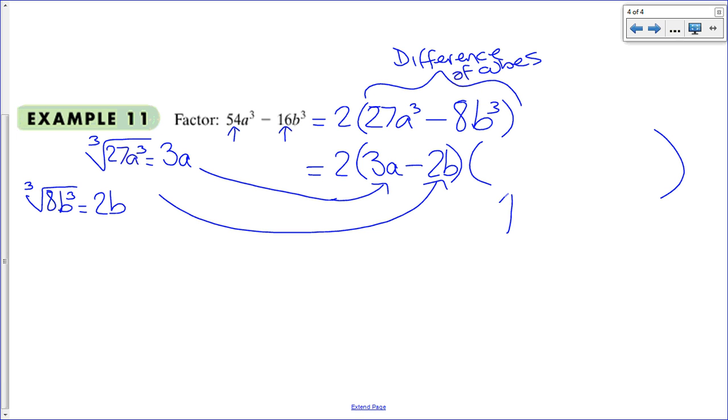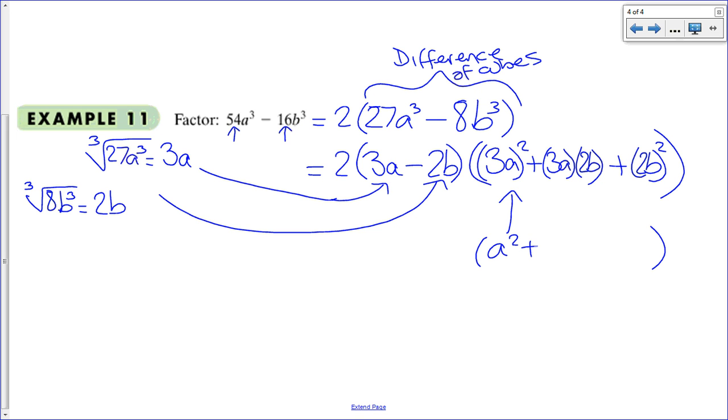So now the term that goes here, it's as follows. It will be 3a squared. Then we need a plus 3a times 2b. Now we need a plus, and it will be 2b squared. And what I'm following is this pattern here, which says a squared plus ab plus b squared. However, my a happens to be 3a, and my b happens to be 2b.